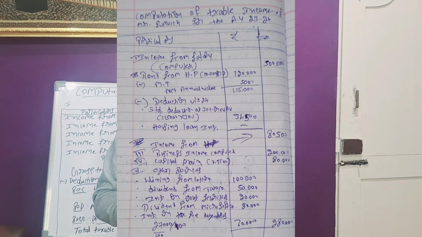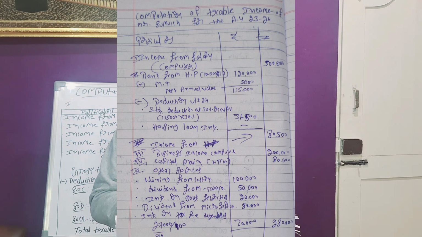Then rent from house property. It is rupees 10,000 per month into 12, 1,20,000 rupees. Then minus municipal tax paid by Mr. Sumuk 5,000. Net annual value 1,15,000. Next, minus deduction under section 24, standard deduction at 30% on NAV. 30% of 1,15,000, we are going to get 34,500.